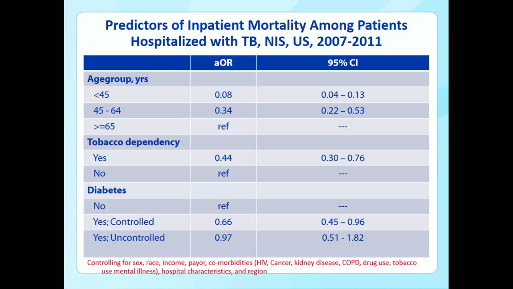And lastly, we developed some regression models to look at some independent predictors of mortality among this cohort. We initially did a bivariate analysis, and those things that were found to be significant were entered into a model. And after controlling for sex, race, income, payer status, the comorbidities I mentioned earlier, hospital characteristics and region, these were the factors that remained associated with patient mortality. Those of younger age, that is less than 65, had a significantly lower odds of death. Those who had tobacco dependency had a significantly lower odds of death. And although diabetes overall was not associated with inpatient mortality, those who had evidence of controlled diabetes showed a protective effect against inpatient mortality.